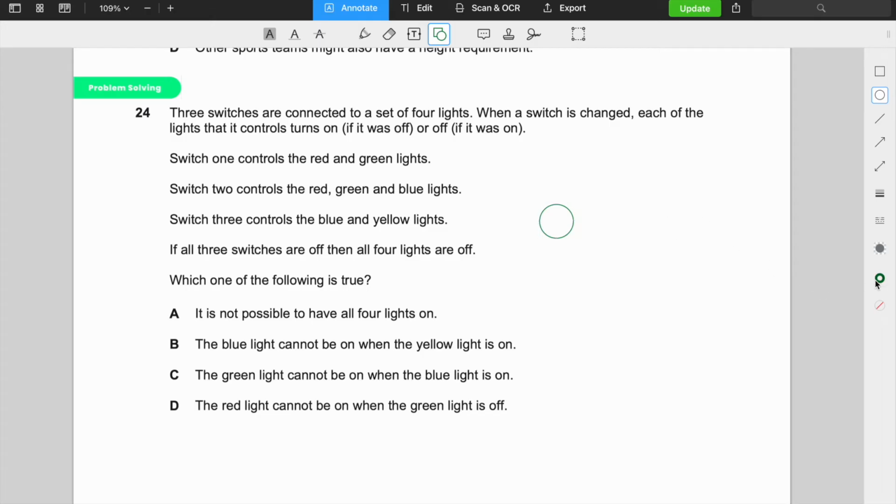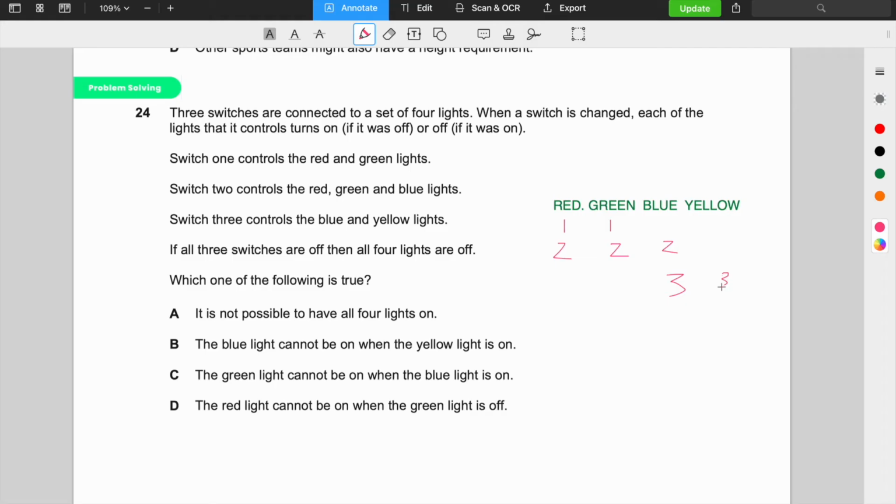Just bear with me, guys. So obviously when you're in an exam, you probably can't do that, so I will actually just go straight into a rough diagram. So we have red, green, blue, and yellow. And they're controlled by different switches. So switch 1 controls the red and green light, switch 2 controls the red, green, blue. This is just the diagram that I would set up. Switch 3 controls the blue and yellow.